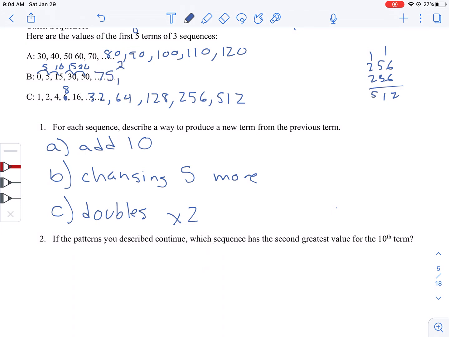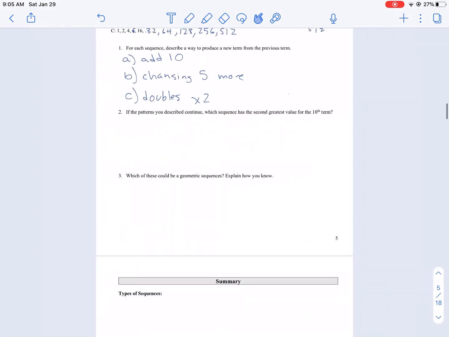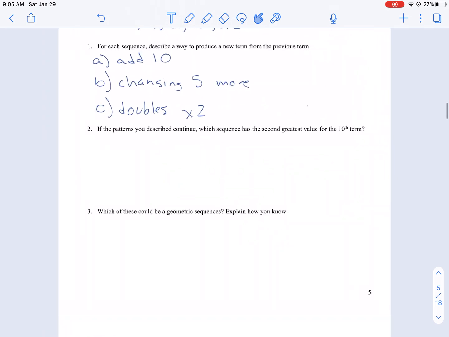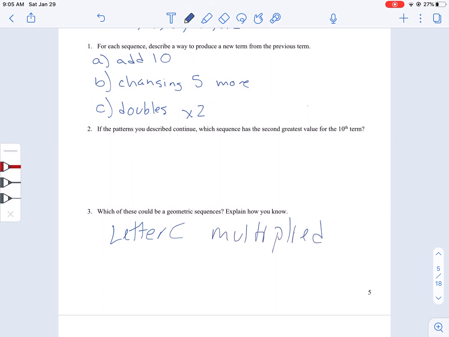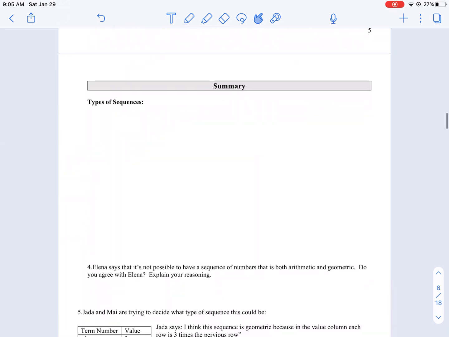And then we got to add 30, so that's 105. And then 35, so that's 140. 40 would make 180. 45 would be 225. So the second one would have the second greatest value. Which of these is geometric? Well, when I look at that, it's only letter C because it's being multiplied.